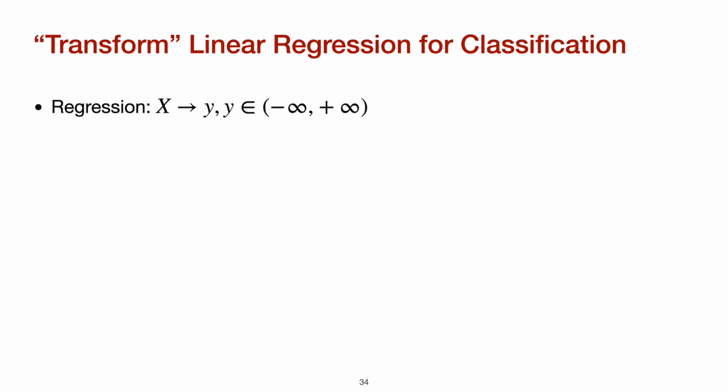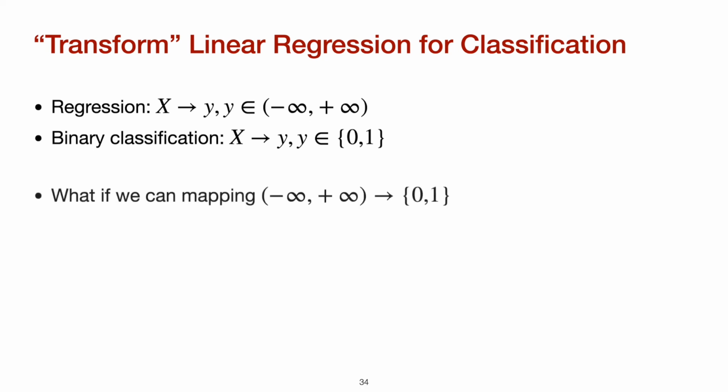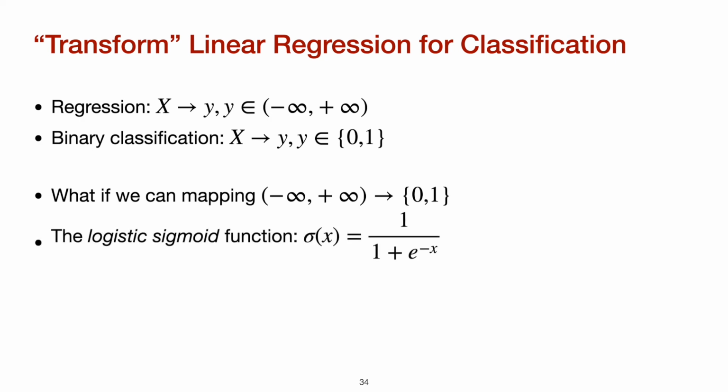So we already have this regression model where we take our data matrix X and try to predict some outcome score Y, where this Y is in the range of negative infinity to positive infinity. For binary classification, we move to a 0 or 1 scale. This is similar to the categorical classification model that we've talked about before. In linear regression, we can find a mapping that goes from this negative infinity to positive infinity range to this 0 or 1 range and clamp it to either 0 or 1.